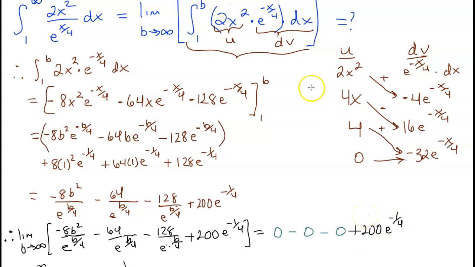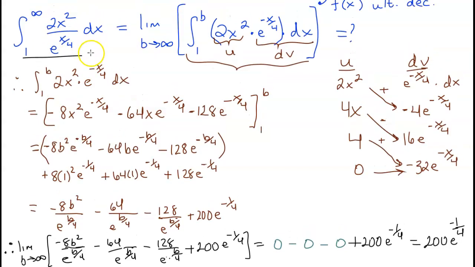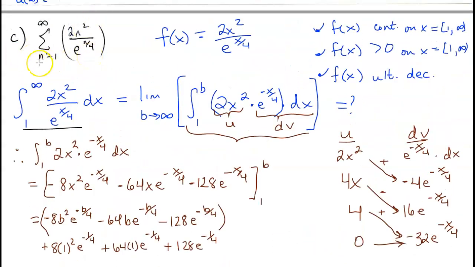Okay. And so the only thing that we're really concerned about here is the fact that 200 times e raised to the -1/4 is a real number. And since it's a real number, we know that this particular improper integral will converge. And because the improper integral converges, it follows that this particular series also converges. So because the improper integral converges, we know that the corresponding series that we were considering here also converges.